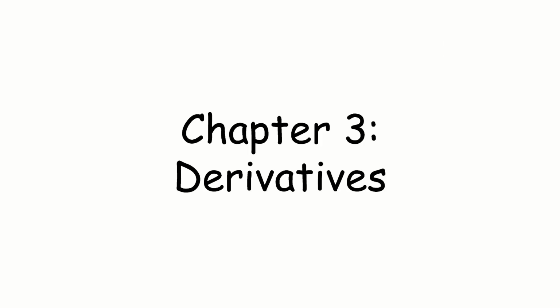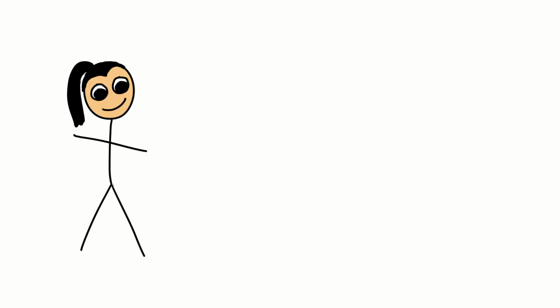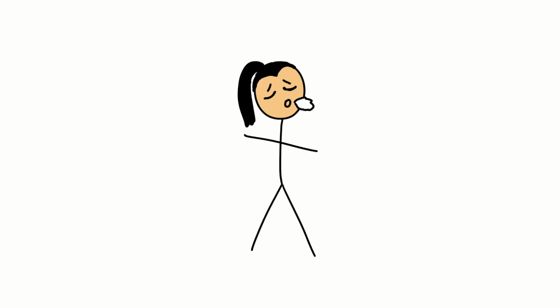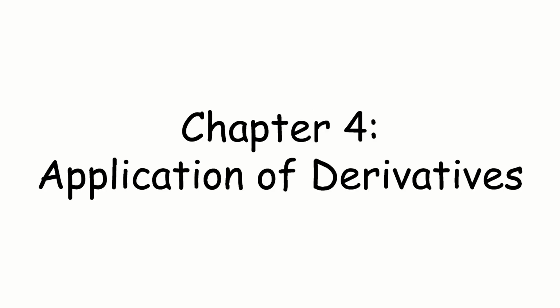Chapter 3. Derivatives. After the first test, where you've been thoroughly humbled, you finally get to start learning everyone's favorite topic, derivatives. Derivatives are basically slope, but fancy. Here, you get to find the slope of the tangent line to a curve at a certain point. If you come out of the Chapter 3 test thinking, that was so light, you better buckle in, because up next is Chapter 4, Application of Derivatives.